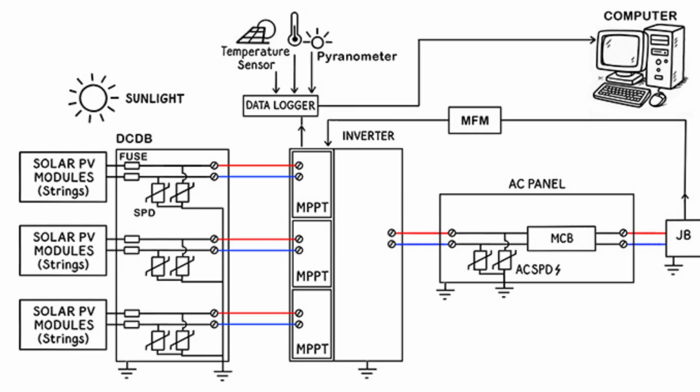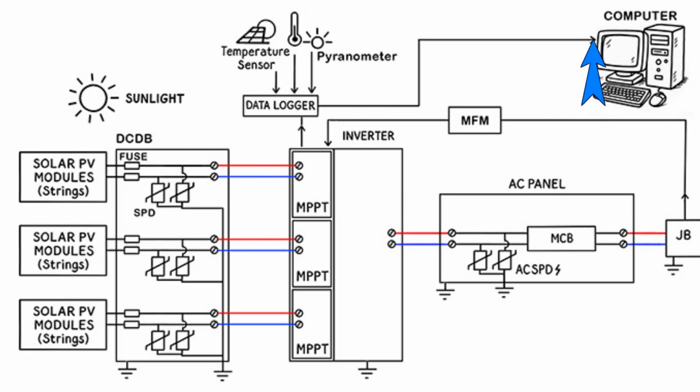Now look at the monitoring system shown above the inverter. A pyranometer measures the intensity of sunlight. Temperature sensors measure the ambient or module temperature. These sensors send data to the data logger. The data logger collects information from the sensors and the inverter. This data is sent to a computer for monitoring and analysis. This path carries only data, not electrical power.